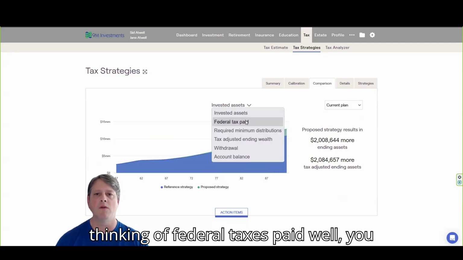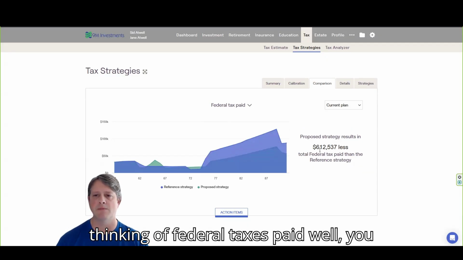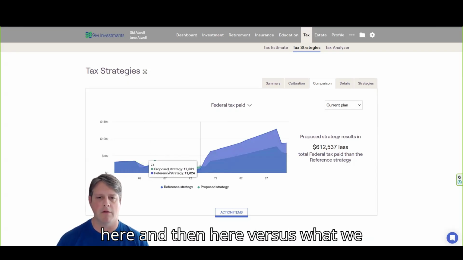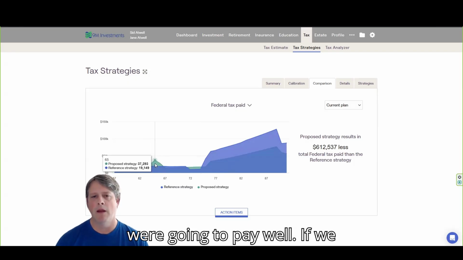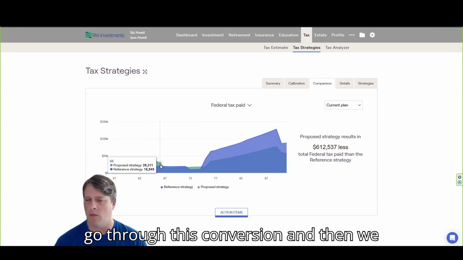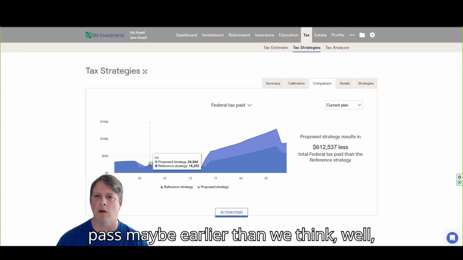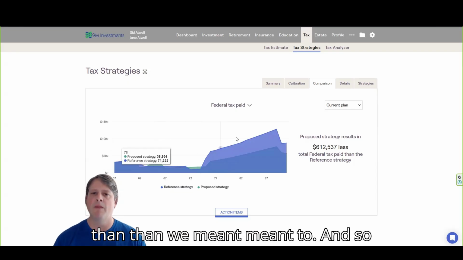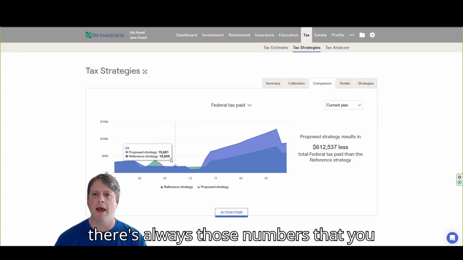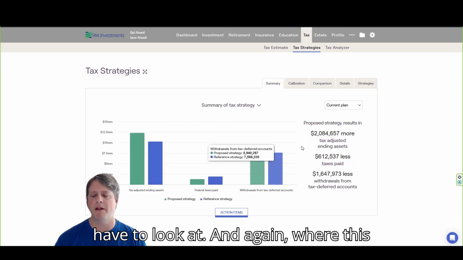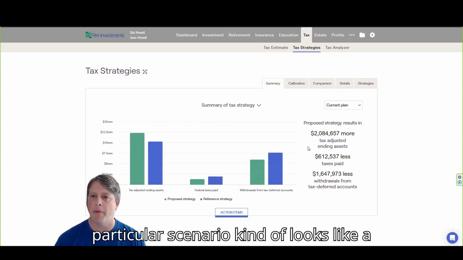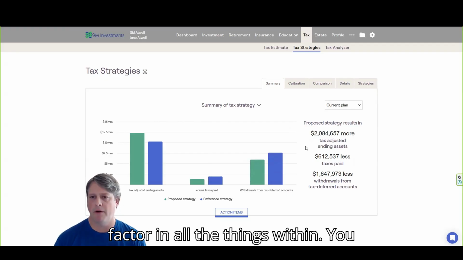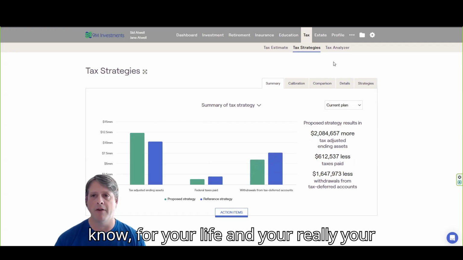And so when you start thinking of federal taxes paid, well, you can see there's quite a big jump here and then here versus what we were going to pay. Well, if we go through this conversion and then we pass maybe earlier than we think, well, all of a sudden we paid a lot more taxes than we meant to. And so there's always those numbers that you have to look at. And again, where this particular scenario kind of looks like a slam dunk, you always have to factor in all the things for your life and your family history as well.